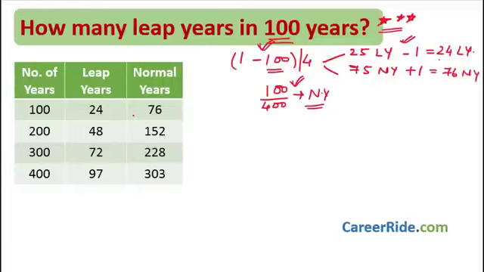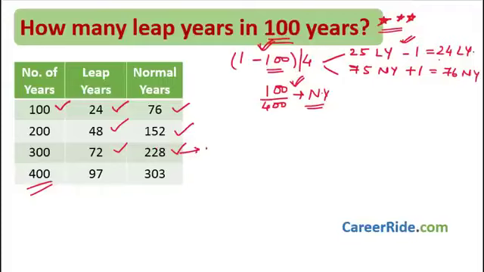Now come to this table that I have drawn here. In a period of 100 years, we just calculated that we have 24 leap years and 76 normal years. Now, if I take a period of 200 years, what would happen? I would just double it, right? Because 200 is also a normal year. So 48 leap years and 152 normal years. If I take it for 300 years, what would happen? 72 leap years, 228 normal years. So going by this, what happens in a period of 400 years?